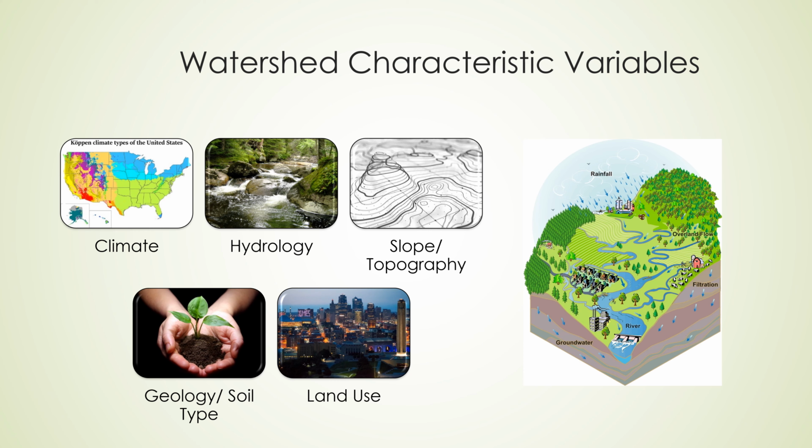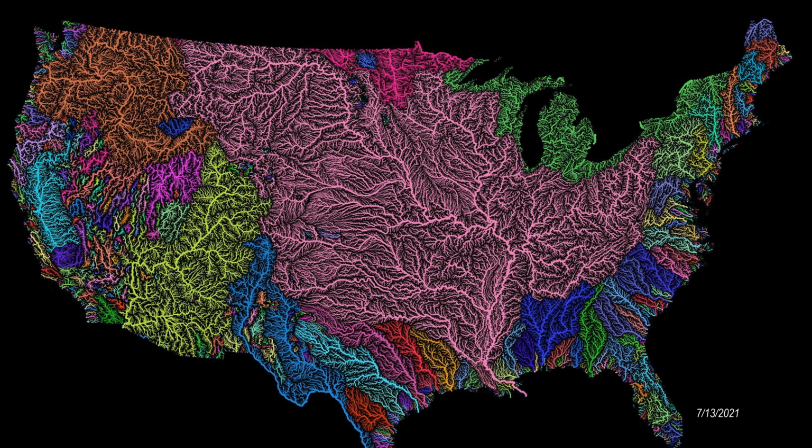The last characteristic is land use. Our activities on the landscape have altered infiltration and erosion rates, the amounts and types of vegetation, as well as the drainage patterns. Over time, all this erosion and deposition creates the streams and watersheds we know today, both nationally and locally.